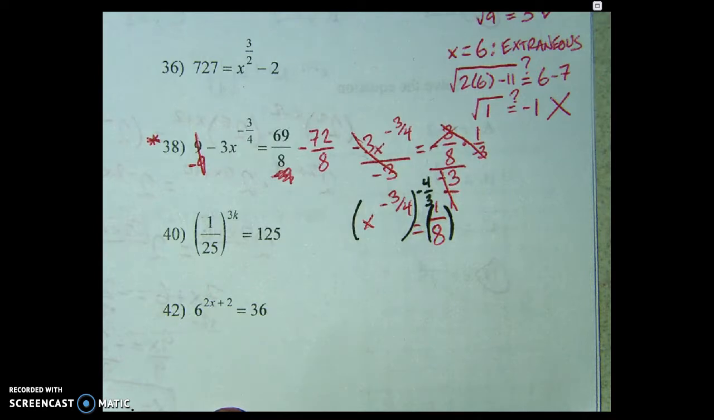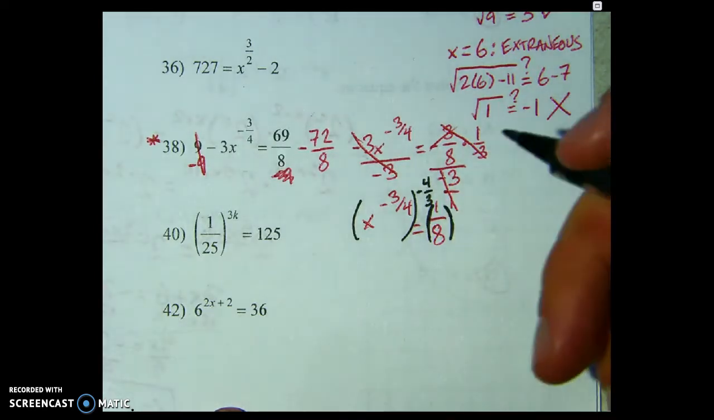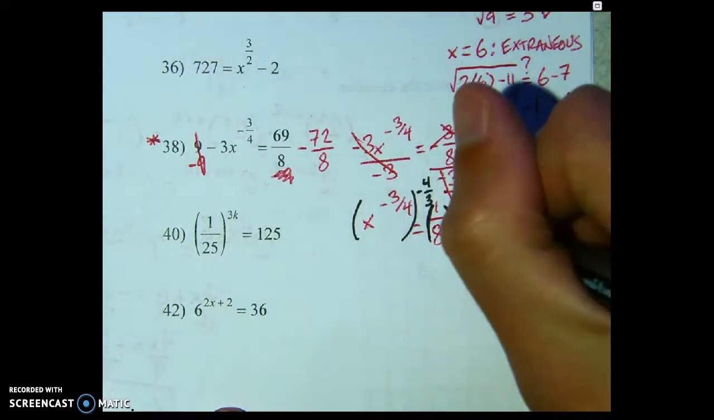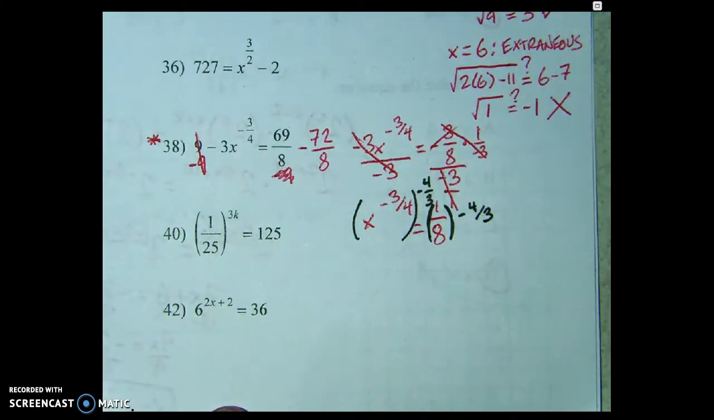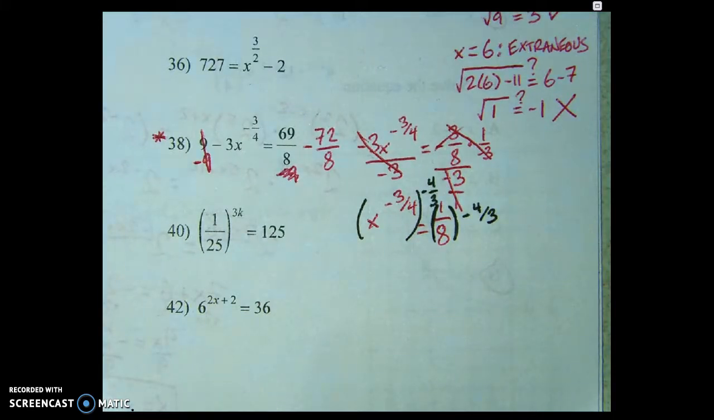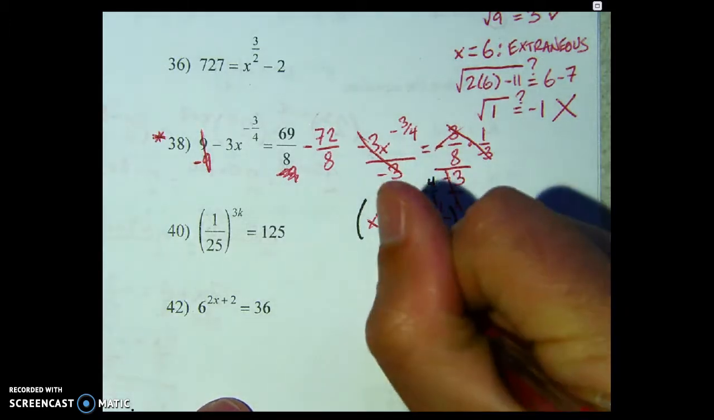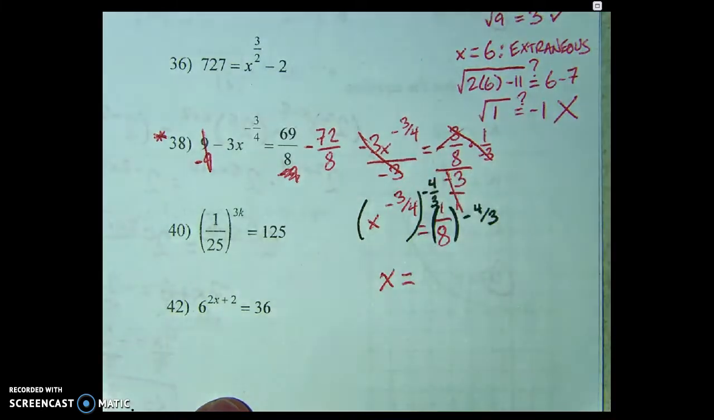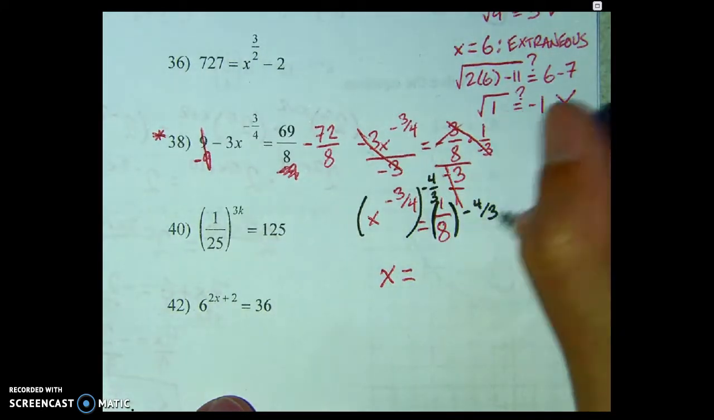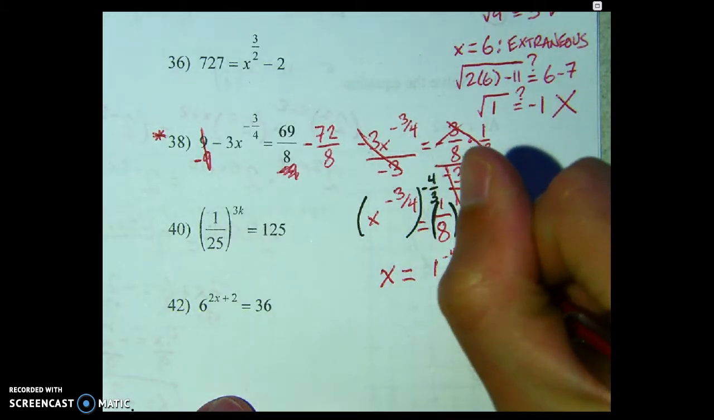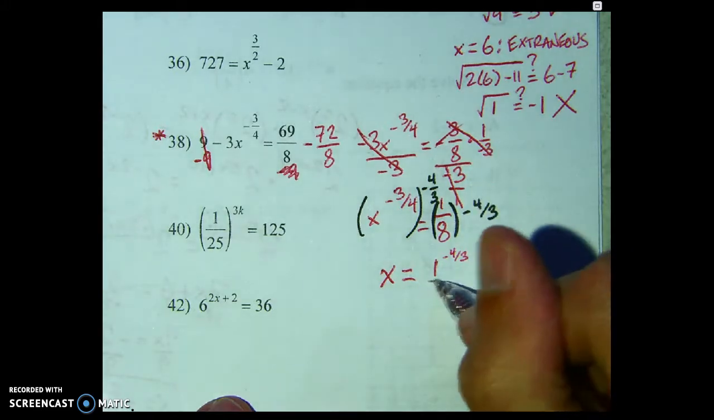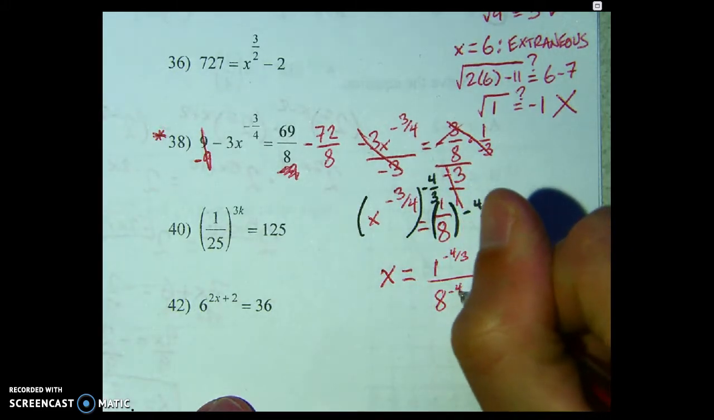So I need to also do that to the other side, right? If I'm raising x to the negative 3/4 to the power of negative 4/3, I also need to raise 1/8 to the power of negative 4/3. It got a little messy. Sorry about that. We're going to take 1/8, raise it to the power of negative 4/3, and what we're left with on the left is just x, which is great. On the right, I'm just going to distribute that exponent into both things. We get 1 to the negative 4/3, but that's just 1, over 8 to the negative 4/3.